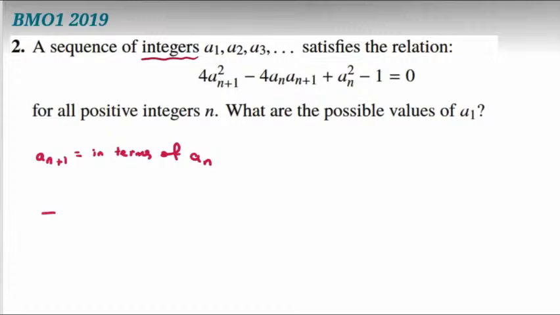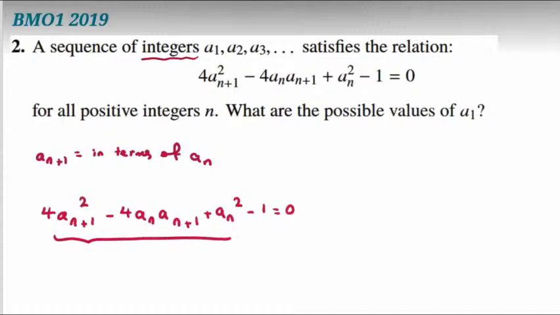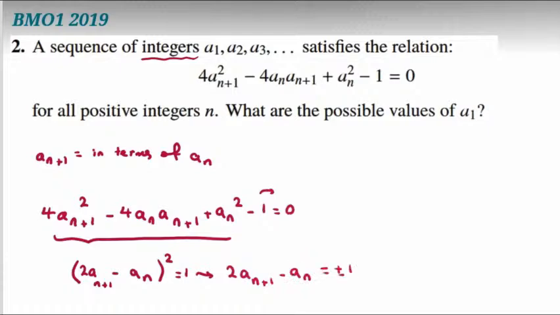So let's work from the equation here. We have 4a_{n+1}^2 - 4a_n a_{n+1} + a_n^2 - 1 = 0. If we consider this part, you can see it is something squared. What minus what squared equals this? It is (2a_{n+1} - a_n)^2. We have this, and here we have minus 1. You take negative 1 to the right hand side, it will be 1. So, because this squared is 1, we can conclude 2a_{n+1} - a_n = plus minus 1. So we have 2 cases.